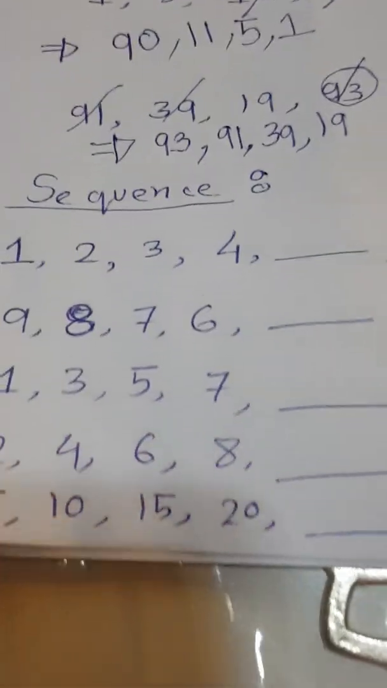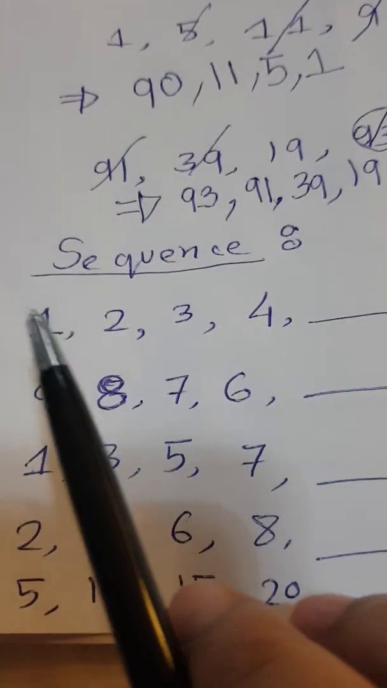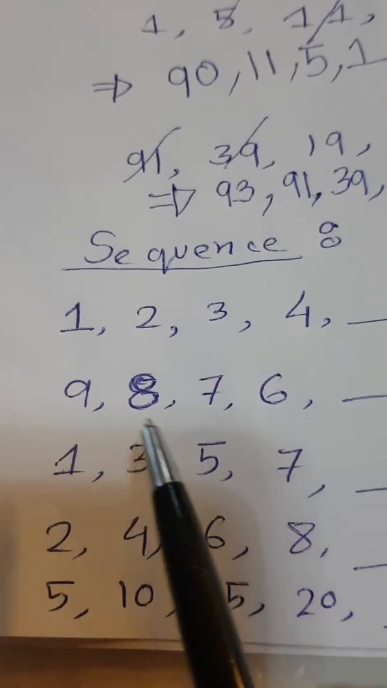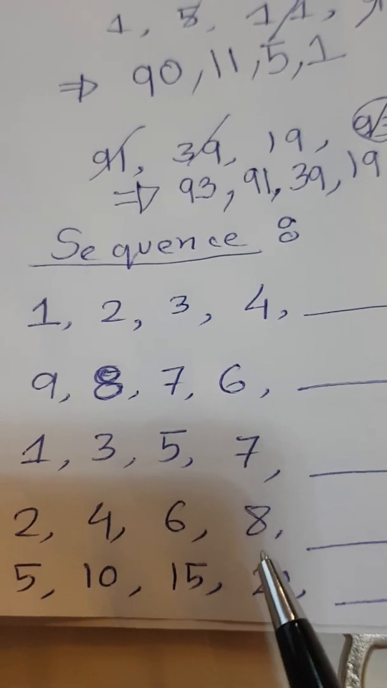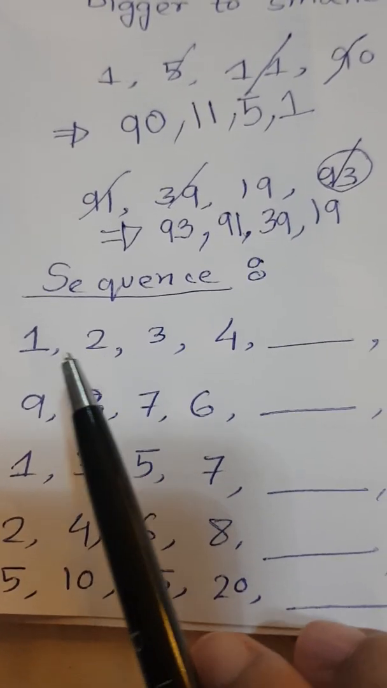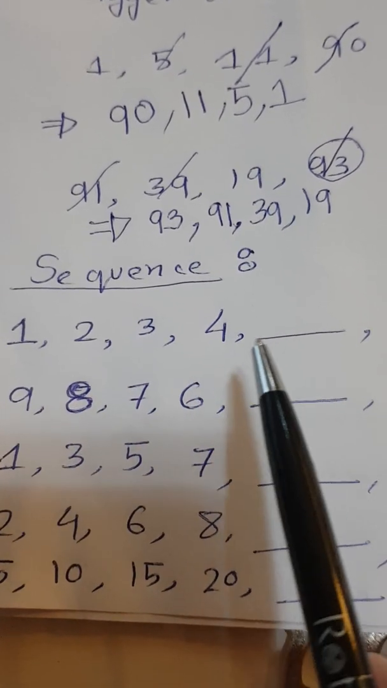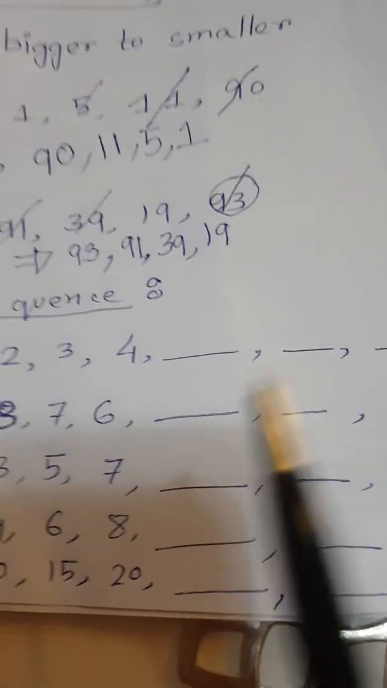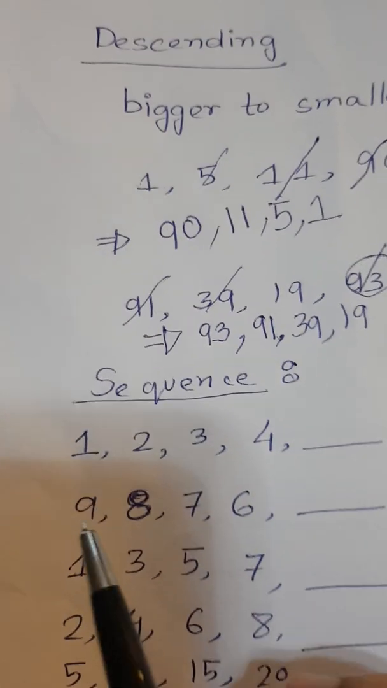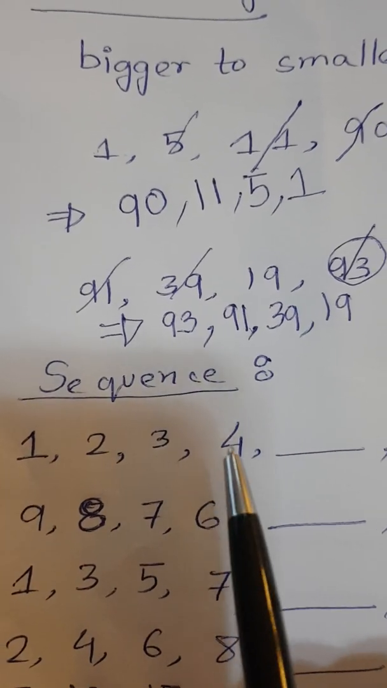Now see, here are some numbers. Can you see? 1, 2, 3, 4, 9, 8, 7, 6. So these are some number sequences. We have to find out what pattern this sequence is following and fill up the next 3 numbers following the same pattern. See 1, 2, 3, 4.